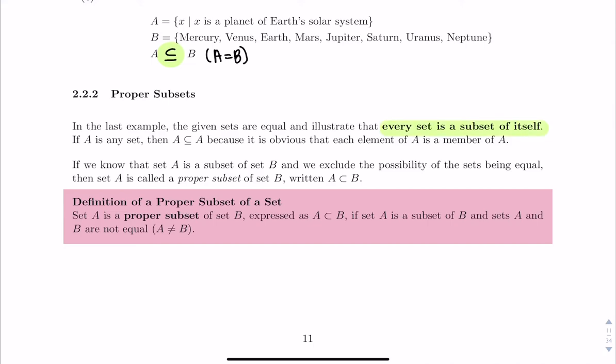So if A is any set, then A is a subset of A because it's obvious that every element in A would also be in A. If we know that set A is a subset of B, and we exclude the possibility of them being equal, we call this a proper subset. It's almost the same definition as a regular subset, except they are not allowed to be the exact same sets. Then it's proper.